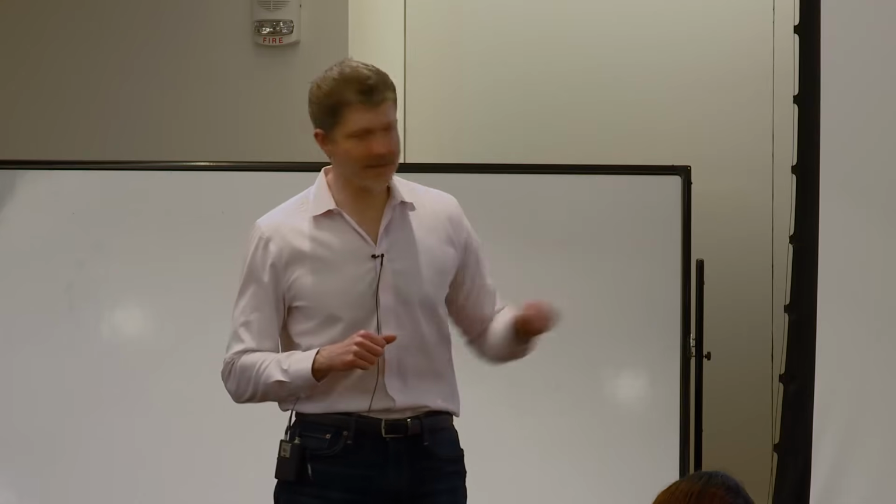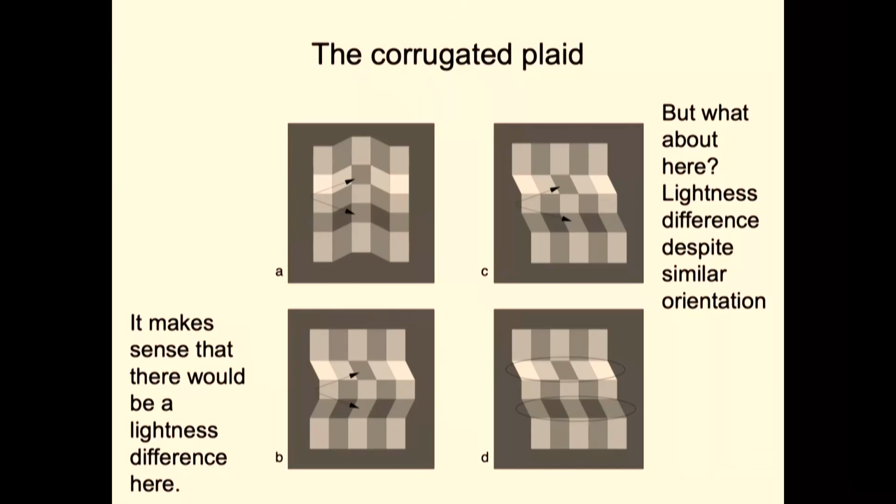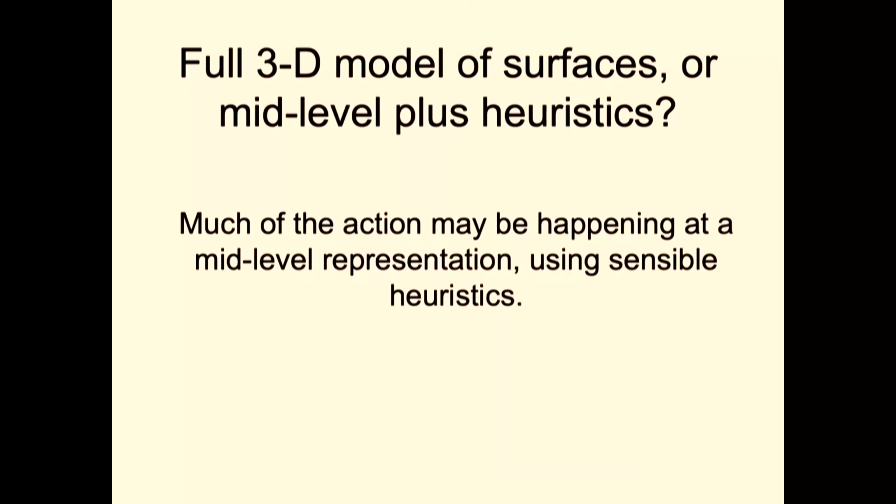But in the next lecture on color, I will show you some cases where three-dimensional structure actually does seem to influence color. So I would say none of this stuff is perfectly settled. It's more just some evidence that this could be based on local heuristics rather than something related to the global interpretation. So the thought is that a lot of the action may be happening at a mid-level representation using sensible heuristics.